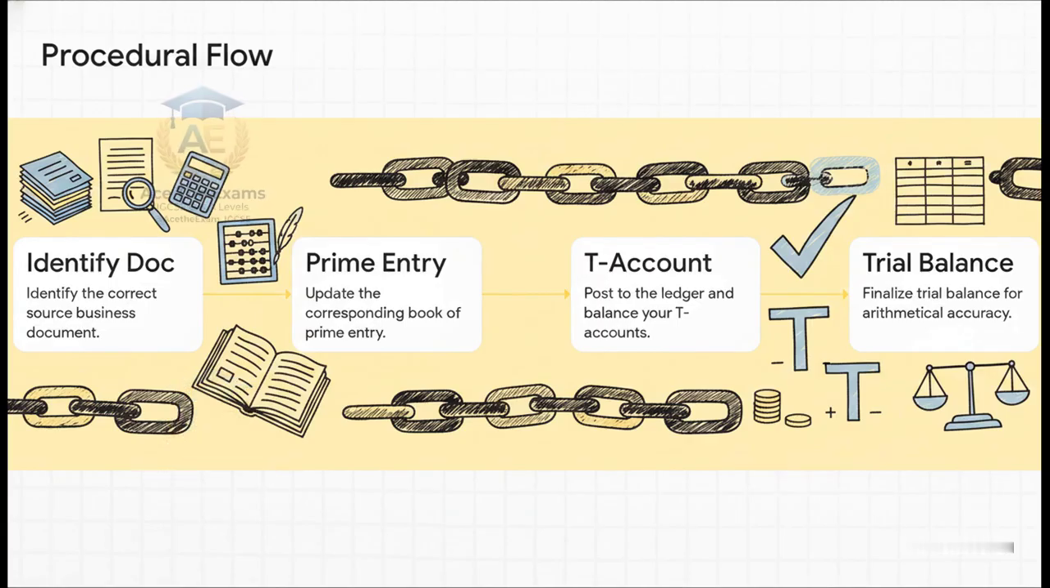Step 2, use that exact document to update the correct book of prime entry. Step 3, post that straight to the ledger and balance out your T accounts. And finally, Step 4, finalize that trial balance to double-check your arithmetical accuracy. If you follow this precise procedural logic, you guarantee that you're tracking the transaction flawlessly, from its very first origin all the way to the final financial statements.